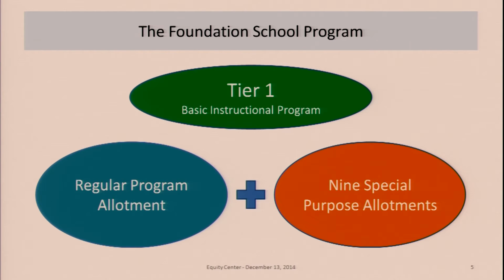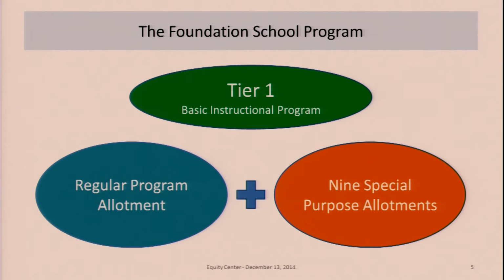And we can see that it's broken down into the regular program allotment, which is the massive part of Tier 1. That's where most of your money is. And you can use the regular program allotment for teacher salaries. You can use it for librarians, counselors, your central administration, your upkeep on your buildings, transportation. All of those things can come out of the regular program.